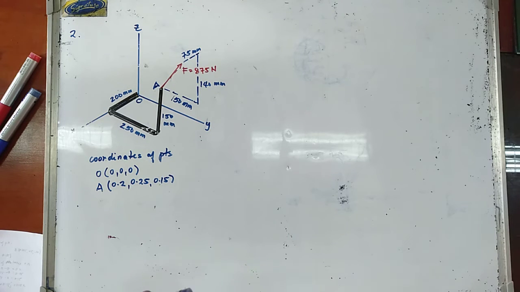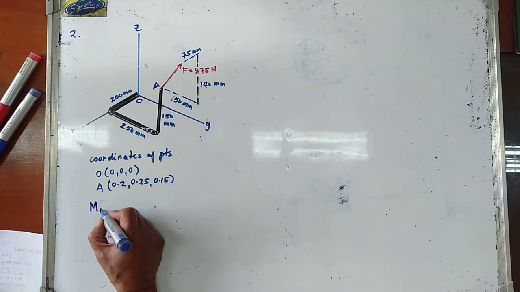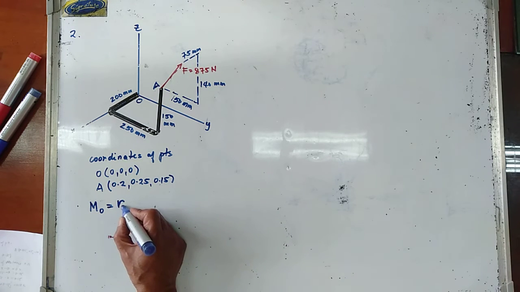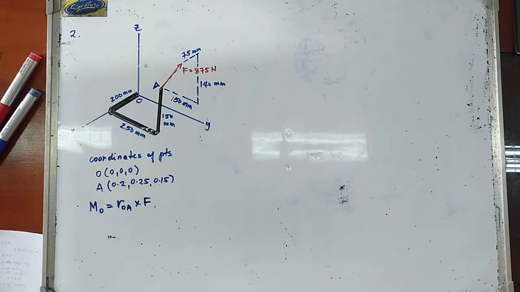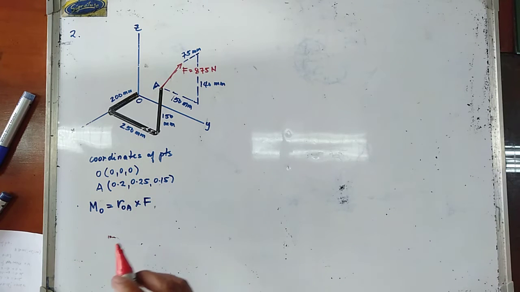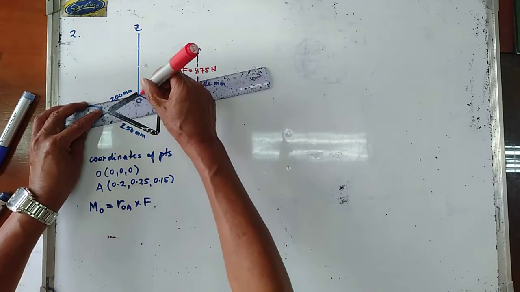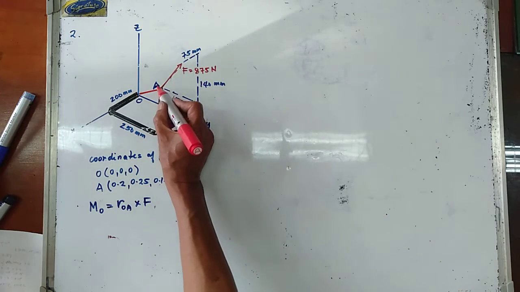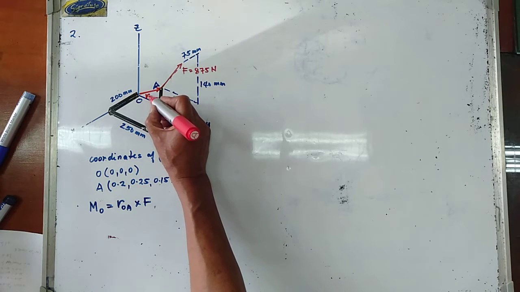Now, to determine the moment of the force F about point O, again let us introduce a position vector OA, crossed with the force vector itself. This is the position vector, originating from the moment center to any point along its line of action. So this is your R, O, A.